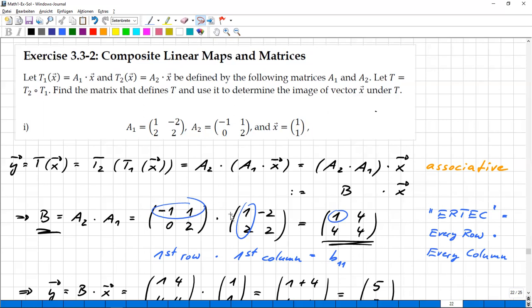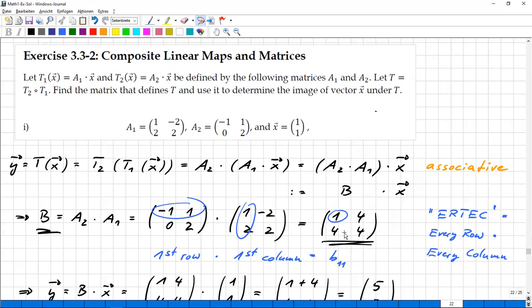I stay with the first row, but I move to the second column. This is the usual way to go through rows, and then row by row, okay? In the resulting matrix. So first row times the second column, -1 times -2 is 2, plus 1 times 2, 2 plus 2 equals 4, this is this one, okay? Then second row, first column, 0 times 1 plus 2 times 2, 0 plus 4 equals 4 again, and second times second, 0 times -2 plus 2 times 2, 2 times 2 is 4, and that's it.